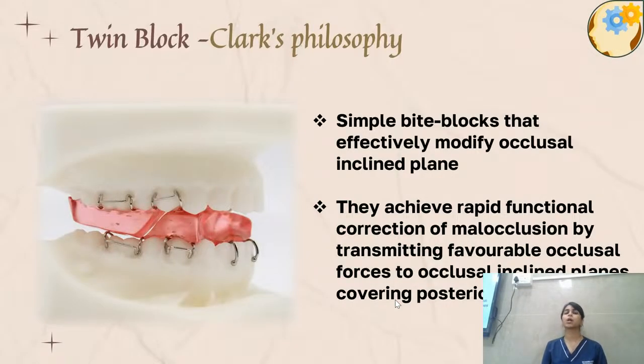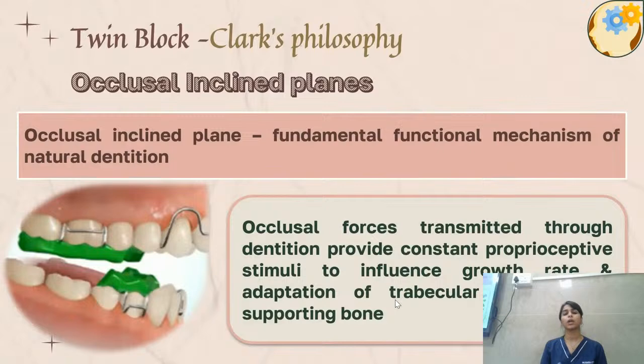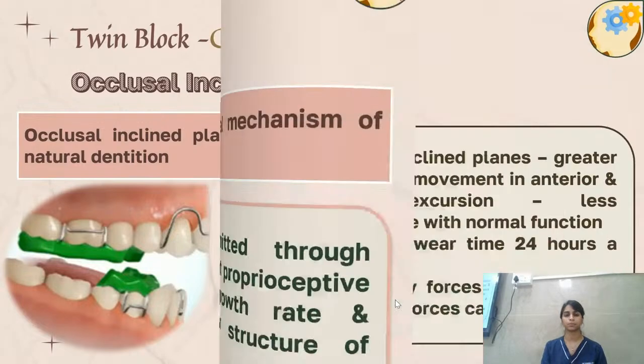After Frankel, let's talk about twin block. So Clark's philosophy believed in using bite blocks to modify the occlusal inclined planes. He aimed to achieve rapid functional correction of malocclusion by transmitting favorable occlusal forces to occlusal inclined planes covering posterior teeth. So, according to him, occlusal inclined planes were the fundamental functional mechanism of natural dentition. According to him, occlusal forces were transmitted through dentition to provide constant proprioceptive stimuli to influence growth rate and allow adaptation of trabecular structure of supporting bone.